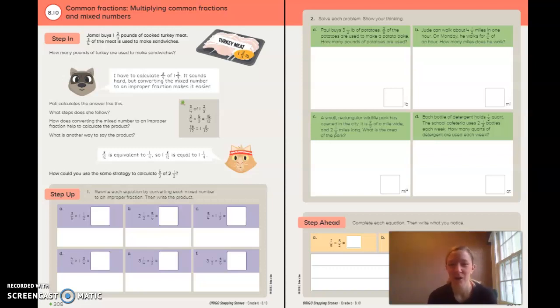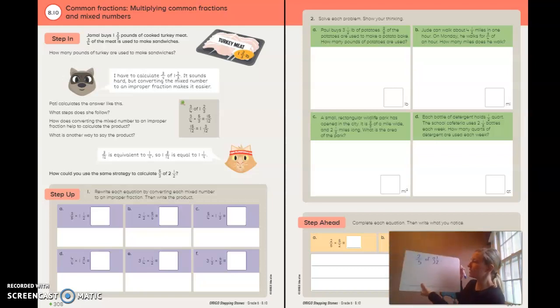All right, Paul buys a 3 1/2 pound bag of potatoes. 2/5 of the potatoes are used to make a potato bake. How many pounds of potatoes are used? So I'm trying to find 2/5 of 3 1/2.